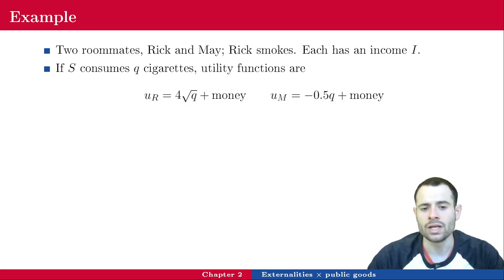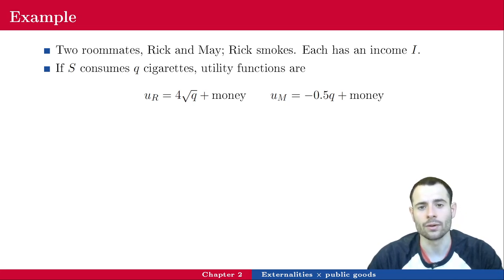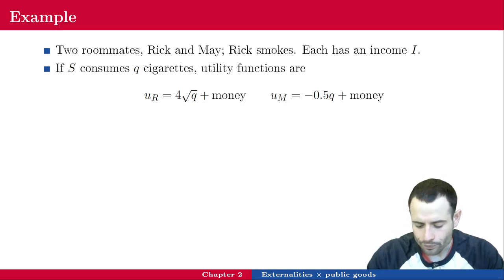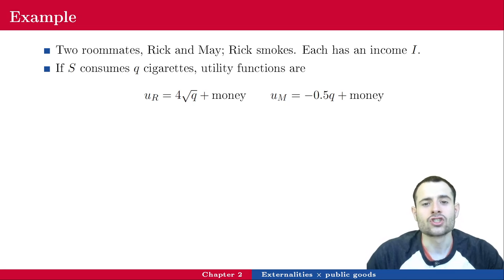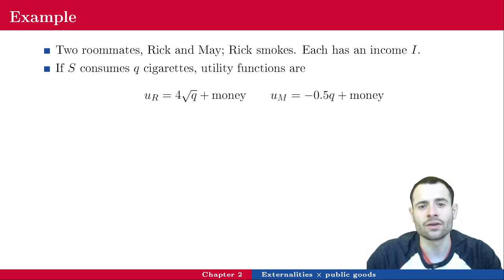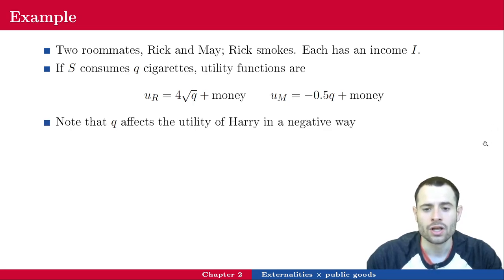Rick has utility U_R equal to 4 times the square root of Q plus money. You can see that the higher the Q, the higher the utility, because Rick enjoys smoking. May, however, does not enjoy Rick smoking, and in fact, she is suffering from secondhand smoking. You can see it in her utility. Her utility is equal to minus 0.5 Q plus money. So ideally, she would like Rick to smoke 0 cigarettes. That would maximize her utility. Sorry, what I meant here is May. So Q affects the utility of May in a negative way.